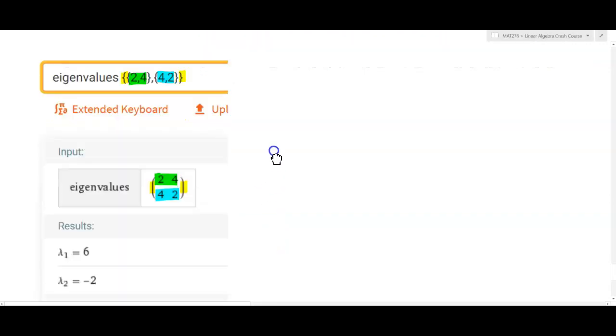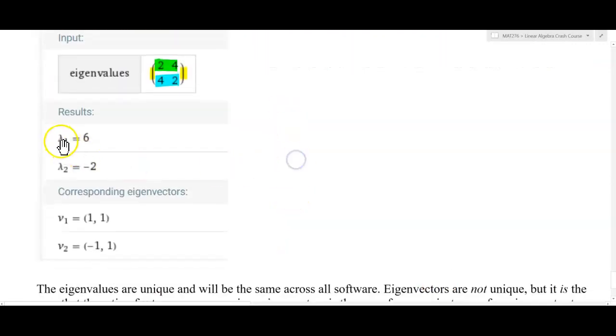And lo and behold, here's what we get. We get lambda 1 equals 6. That's the first eigenvalue. The eigenvector that goes with that, its buddy, is the vector 1, 1. For the eigenvalue lambda 2 equals negative 2, the eigenvector is negative 1, 1. And we showed this earlier, but we can see that Wolfram Alpha will give us the same answer.